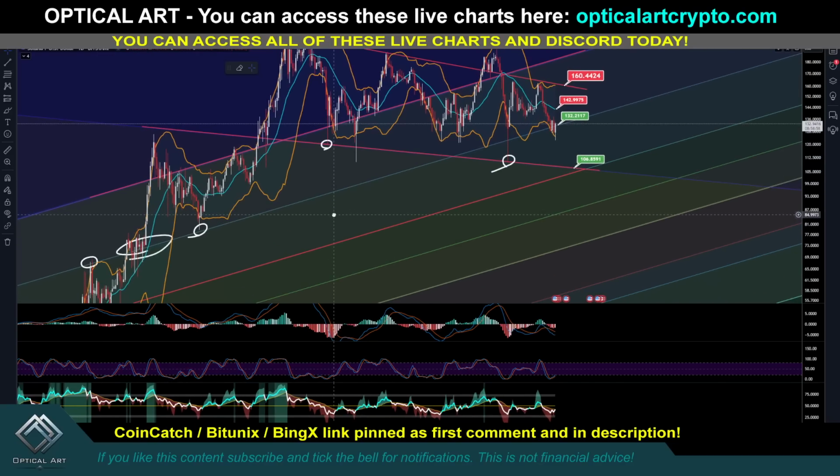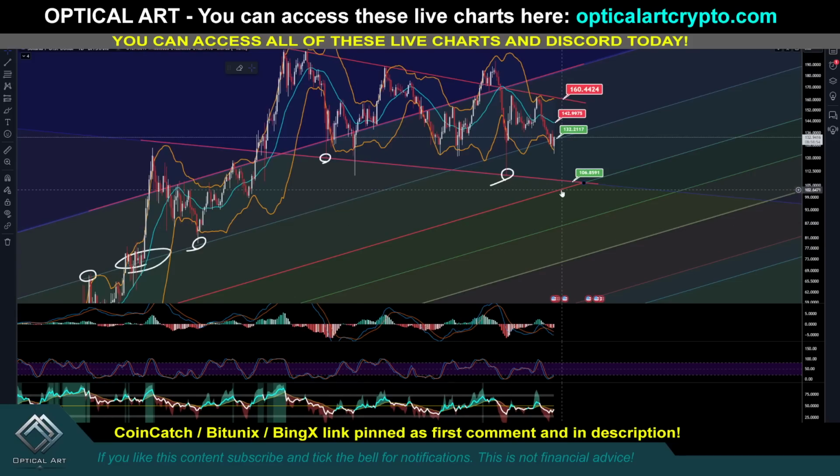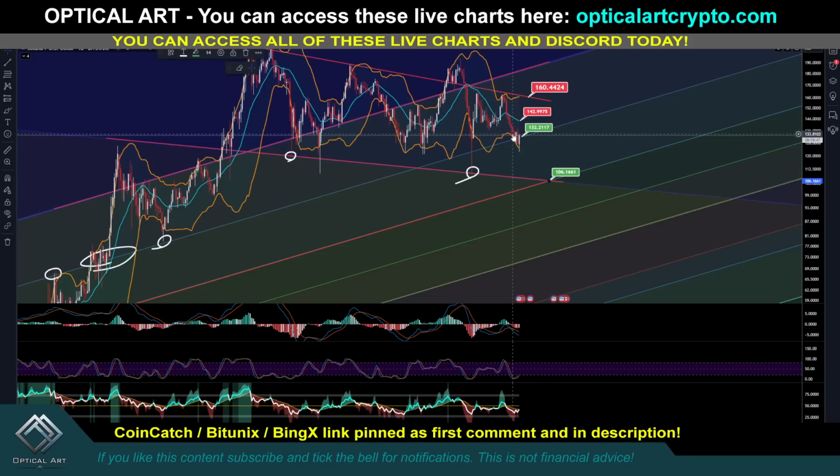You have this fib channel line. Let's see, that was that support. So this is your next fib channel line below. So we know if we drop below that point, that's double support. So if we come down, a nice point to long Solana would be around 106.